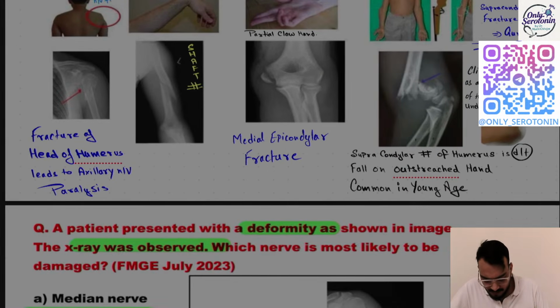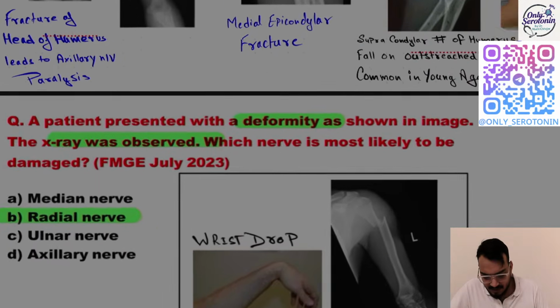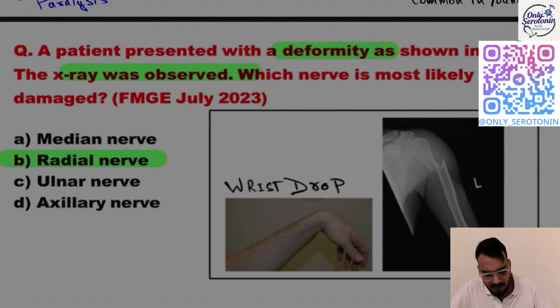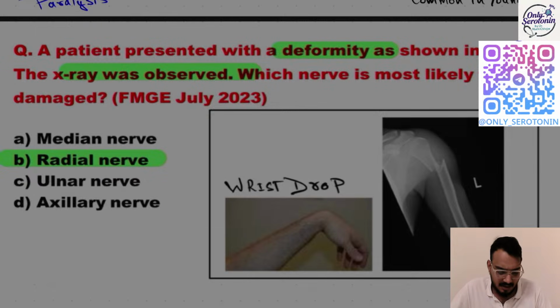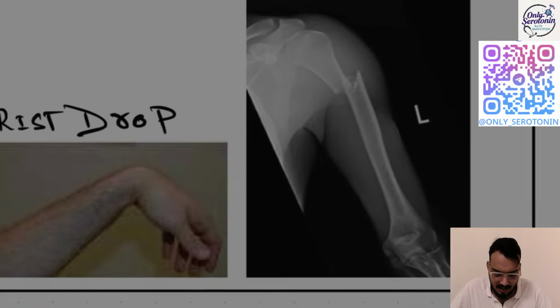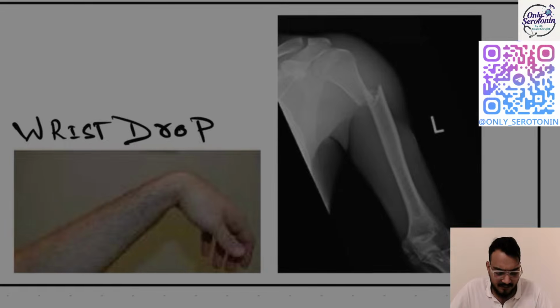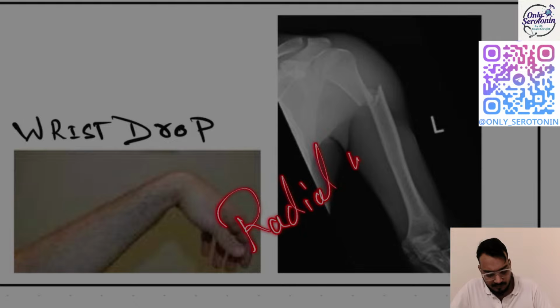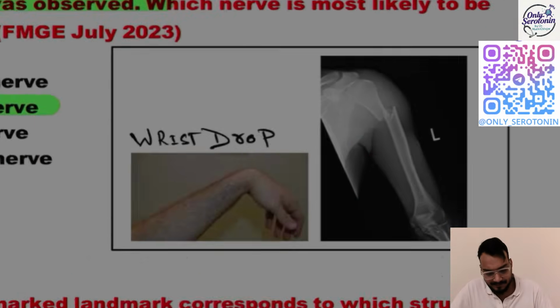Now we have one question, guys. Already we have discussed this. What is this question? Can you tell me? A patient presented with the deformity as shown in the image. Even if you don't know the options, you can still answer it. It is the shaft of the humerus, right? So the shaft of the humerus is fractured, and the person has this sign known as wrist drop. Definitely, which nerve? It will be your radial nerve, right?